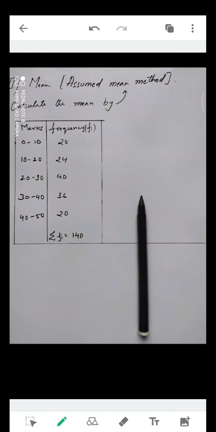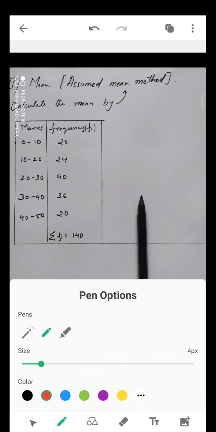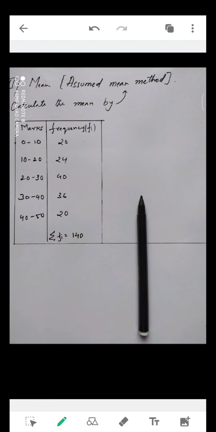Here is the question: find the mean using the assumed mean method. I have taken a simple question here. You can see the marks. This is the question, and this will be given in the question to you. The marks will be given, that is the classes and the frequency, as usual, like it will be given in every question.